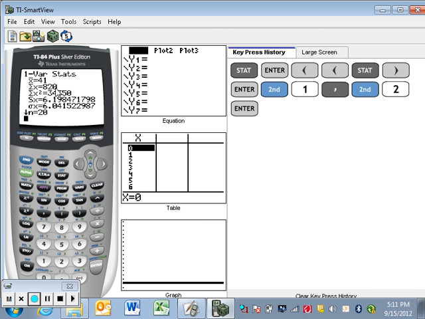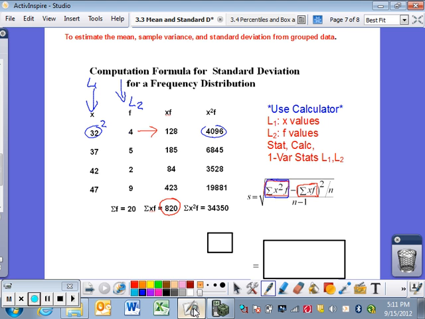So if we go back to our slide, we needed, notice the 820 showed up as your sum of x, and then this 34,350 was the sum of x squared when you do the first variable statistics. So this is pretty nice to have that showing up. Now, what's nice about that, you don't have to go through all the nit and grit of finding those two numbers. Use the calculator to do it. You're still going to have to set up your formula for me so you know what the computational formula is used for. Okay?